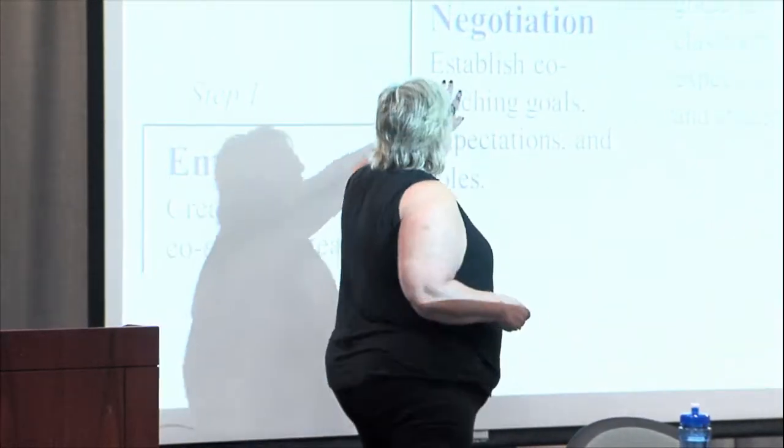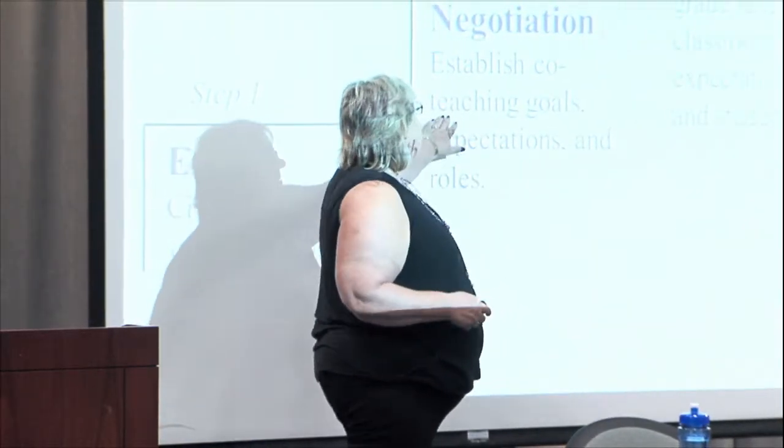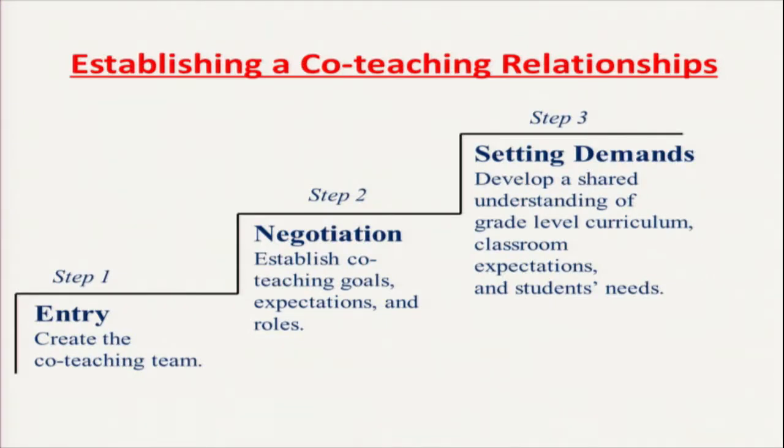Okay, then there's the negotiations, establishing co-teaching goals. What are our goals? Do we have common goals? Do we share those common goals? Have we even talked about those goals so that we can actually spend some time talking about them and sharing them? What are our expectations and what about our roles? There are just some scenarios that I don't feel as comfortable doing. And so if we are co-teaching, I can put that on the table. And it so happens maybe my partner feels really comfortable doing that.